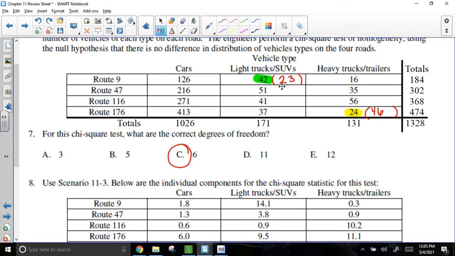So remember, it says the number of observed cars on Route 116 is much lower than we would expect. Actually, I'm sorry, I'm reading the wrong one. There are many more light trucks on Route 9 than we would expect. Are there more actually on Route 9 than what we would expect?